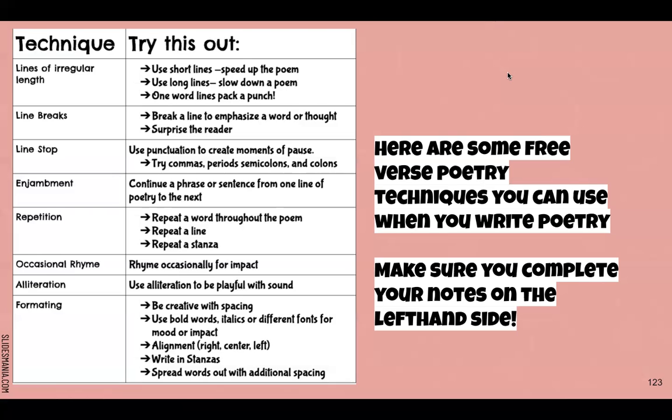And then the really cool thing you can do with poems is format it any way you want. You can be creative with how you space. You can bold words. You can use italics. You can make different fonts, bigger, smaller. You can move everything to the left, to the right. You can write in stanzas, which are paragraphs in a poem. You can spread words out to make them appear bigger, even though they're just one word. So you can format a poem any way you want.